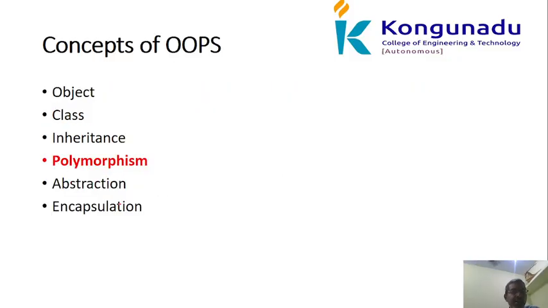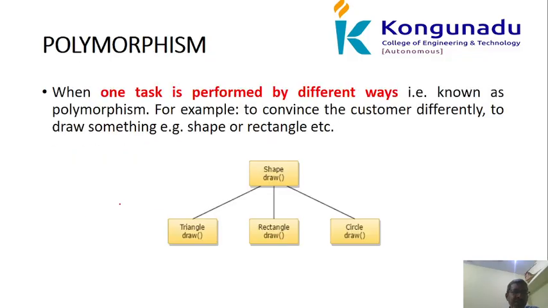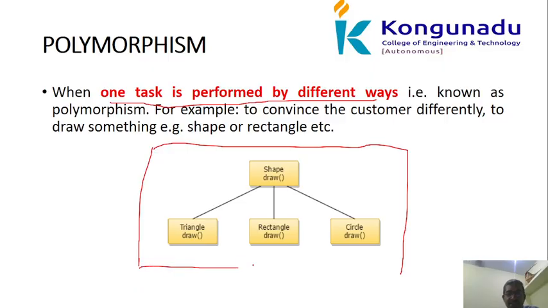Okay. Next one is polymorphism. Polymorphism is when one task is performed in different ways. Look at this diagram; in this diagram you can easily understand. What are the common things here? One common thing is the method draw, which is common everywhere. Draw, draw. Okay.